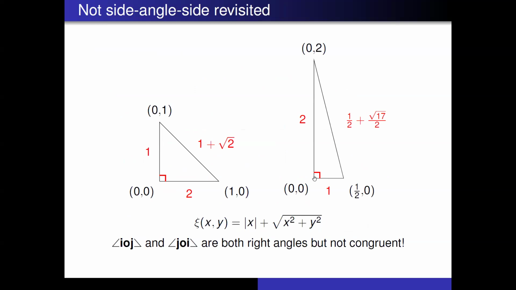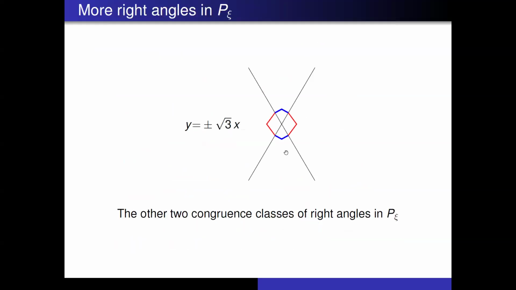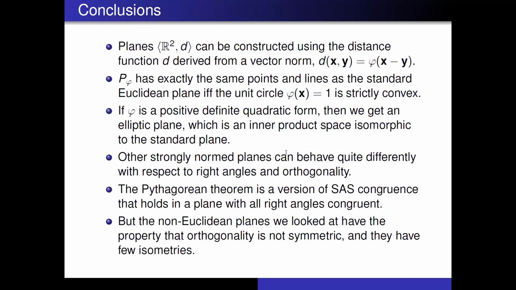There's 8 angles, counting plus and minus x as different at the origin, but they're not congruent, and the formulas for the right triangle are different. The same formula for each congruence class of right angles, but different congruence classes have different formulas. And then there's another set of formulas for plus and minus the square root of 3x, which is the other set of orthogonal things.